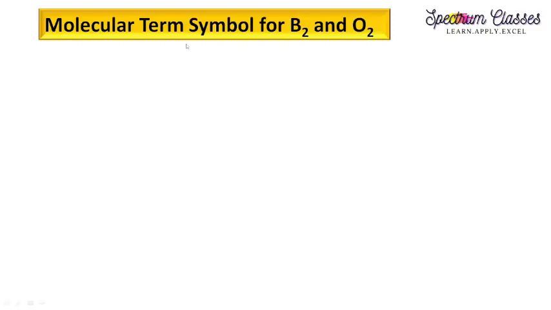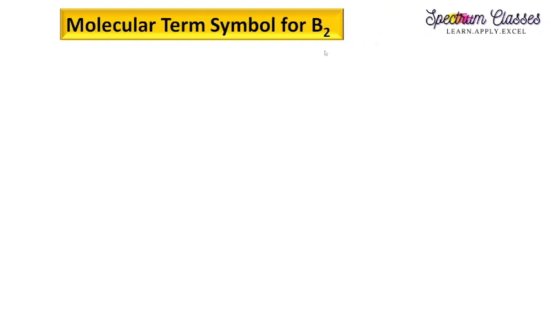This video is in continuation with the molecular orbital term symbols. In this video, I am going to discuss the molecular term symbols for the boron homodiatomic molecule and the oxygen homodiatomic molecule. First we are going to discuss the homodiatomic boron molecule, and after that we are going to discuss the oxygen molecule.